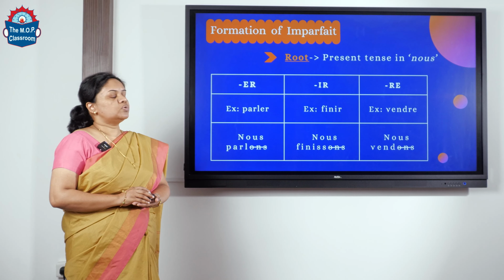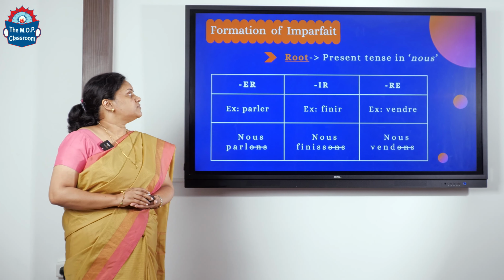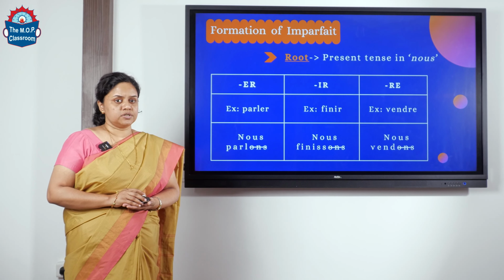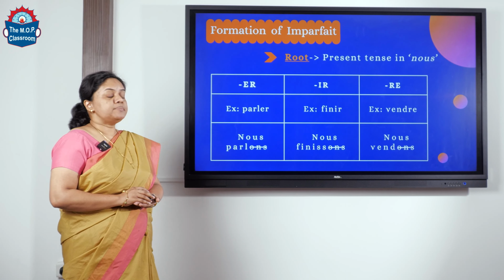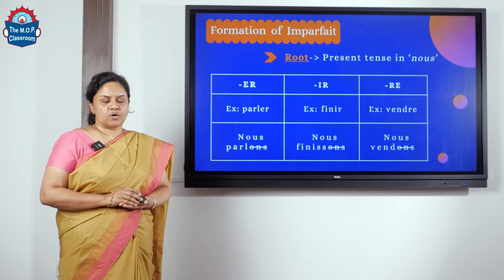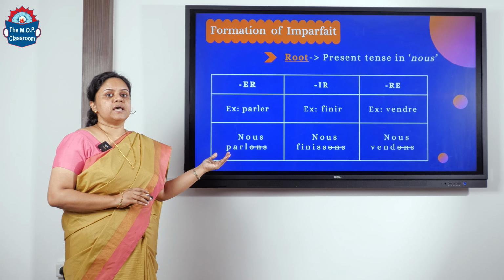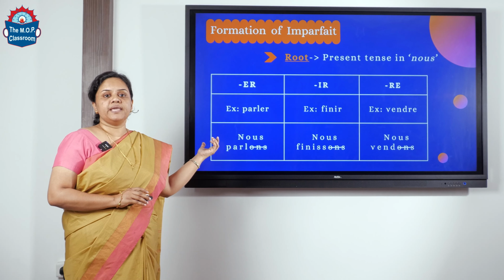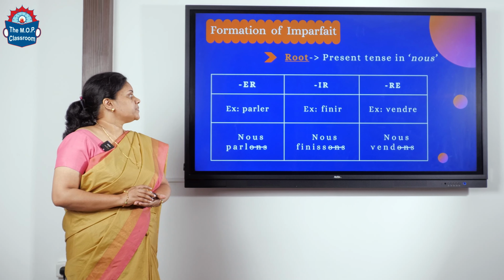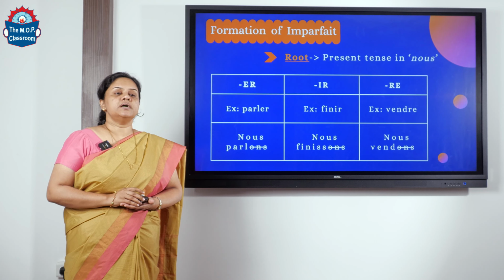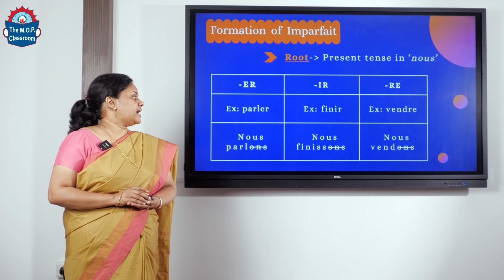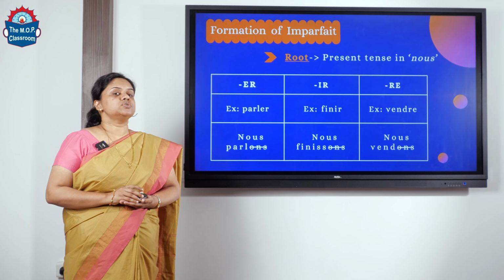To know the root, we should know the present tense in the nous form. For example, if it is a verb ending in ER, that is the first group verbs, take parler, which means to speak. The nous form is nous parlons. So you remove the ONS and take the root, that is PARL. In the same way, for IR verbs it's the same thing. For example, finir: take the nous form, nous finissons, and remove the ONS. So we have FINISS. That is the root.